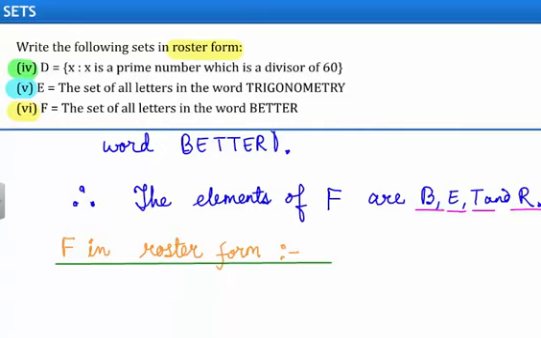Hence, F can be written in roster form as F is equal to {B, E, T, R}. So this completes the solution.